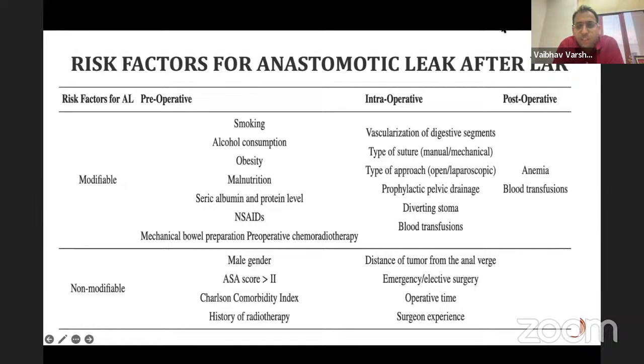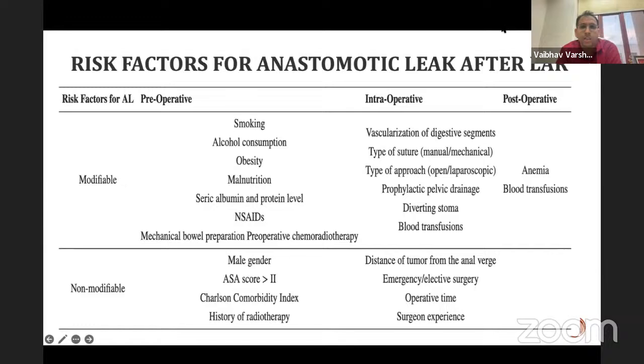Then diverting stoma, which we are going to discuss further, and blood transfusion. If there is intraoperative blood loss, this could also be a risk factor for anastomotic leakage. Now coming to the non-modifiable risk factors: male gender, comorbidities with an ASA score of more than 3, and, very important, the distance of the tumor from the anal verge. A low-lying tumor, less than 5 centimeters from the anal verge, is again a risk factor. Also, surgery in emergency settings, less surgeon experience, and increased operative time because of difficult anatomy, a low-lying tumor, or multivisceral resection could be reasons for anastomotic leak.